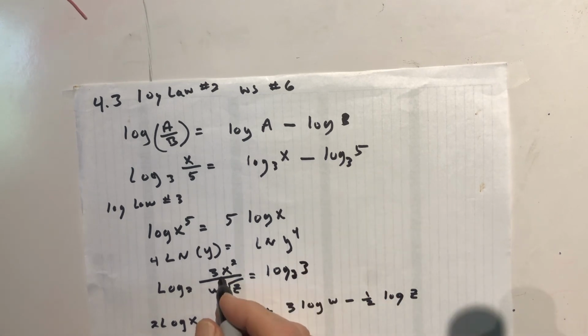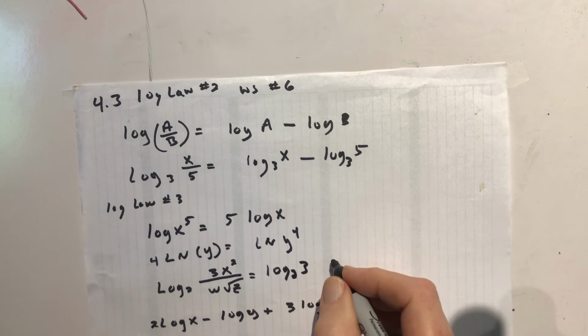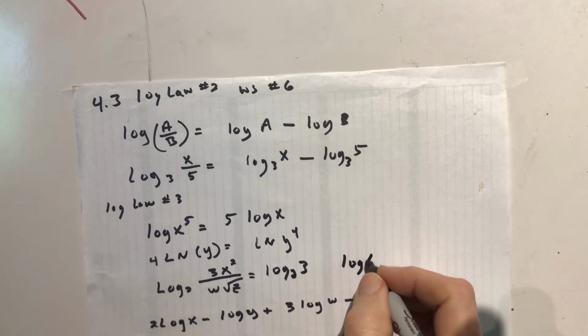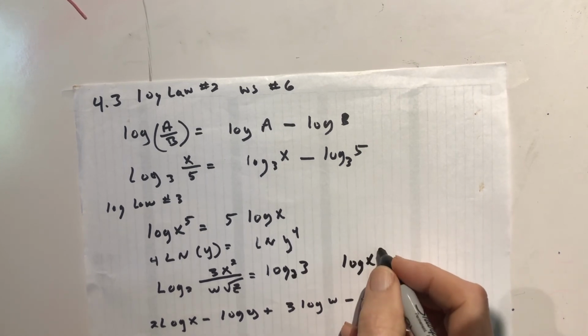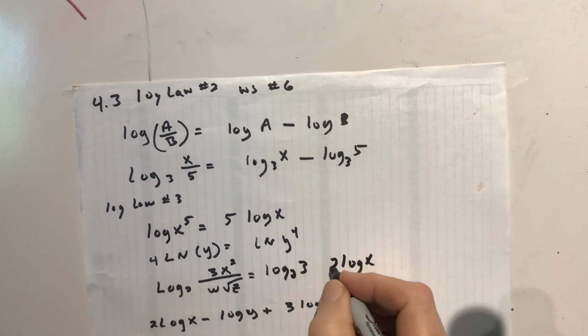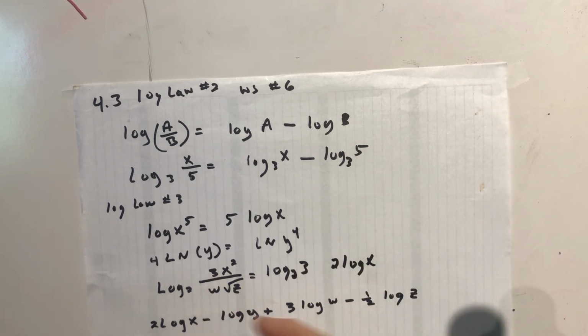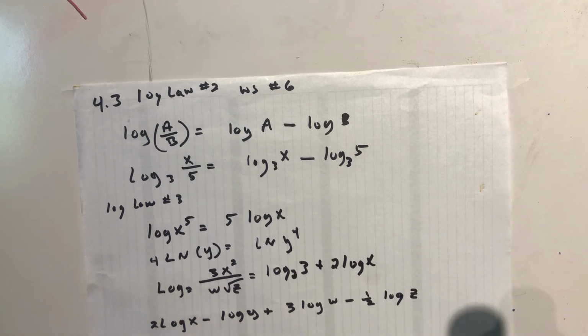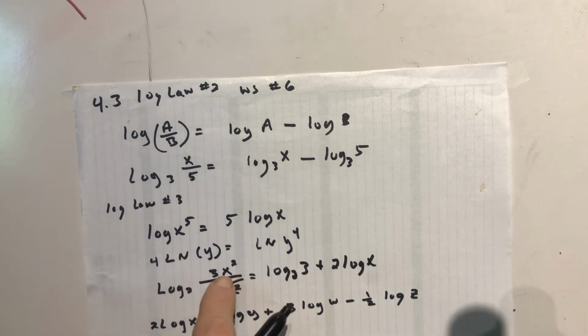The next one's going to be an x. So that's log x squared. But don't write the squared here. Put the square in front when you're expanding. They're multiplied. I'm going to put a plus sign. That takes care of the 3, and that takes care of the x.